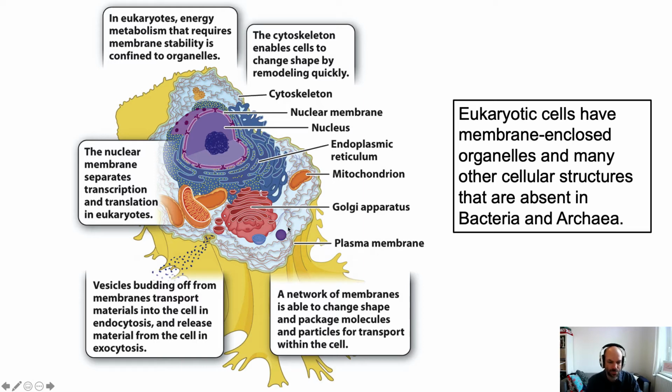And where did it come from? Because bacteria and archaea do not look like this. They have their own fascinating cell biology. Their cells are not empty. They have different things in them, and very different things than what you see in eukaryotes. So where did all this stuff come from? That's the question for today.